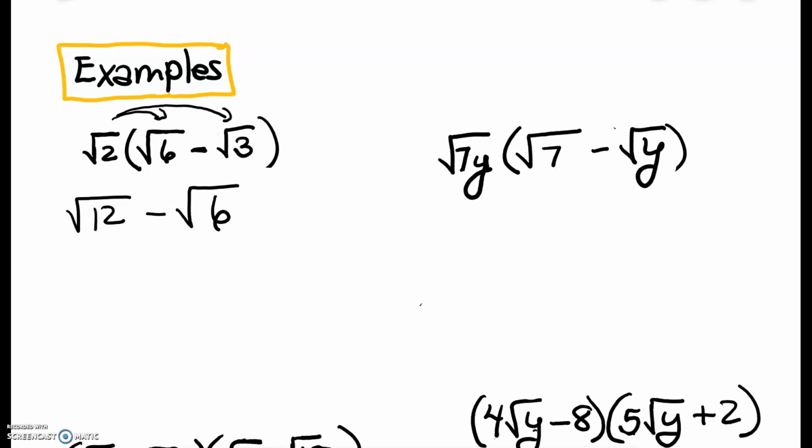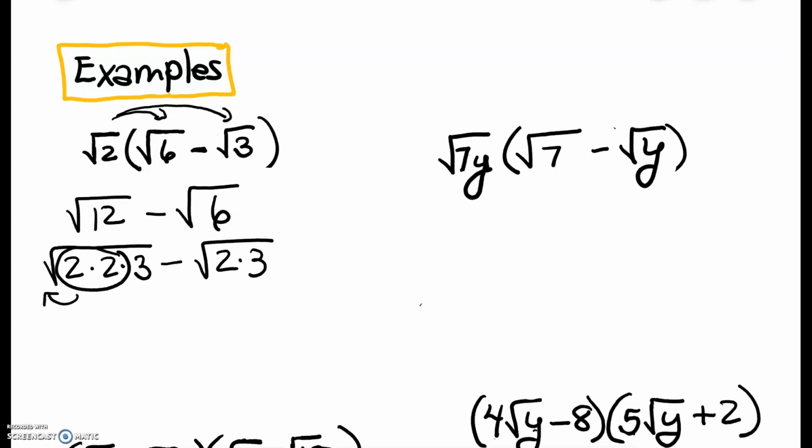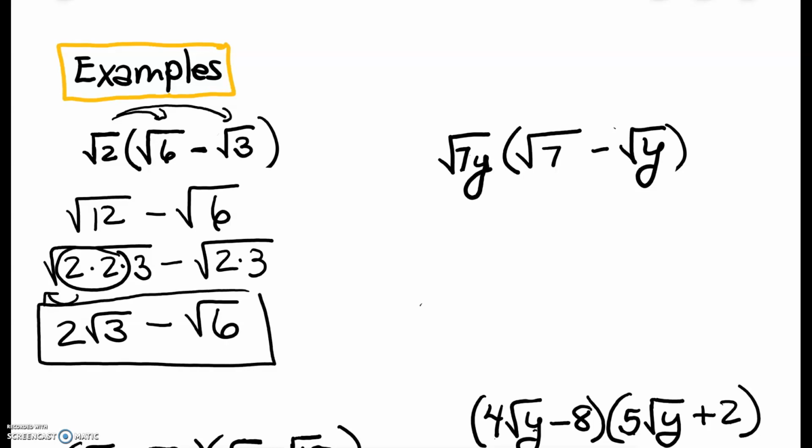So let's see if we can simplify these radicals. When I simplify 12, I get 2 times 6, and 6 is 2 times 3. When I simplify 6, I get 2 times 3. In the first radical, I have a group of 2 that can be moved out, so I get 2 radical 3. And in the second one, I don't have a group of 3, so it's just radical 6. And when I look for like radicals, I notice radical 3 and radical 6 aren't exactly the same, so I have no like radicals.